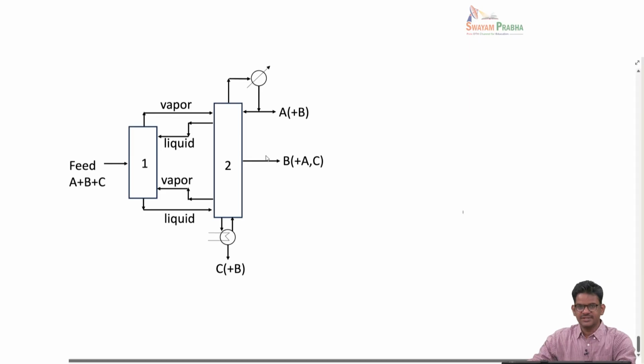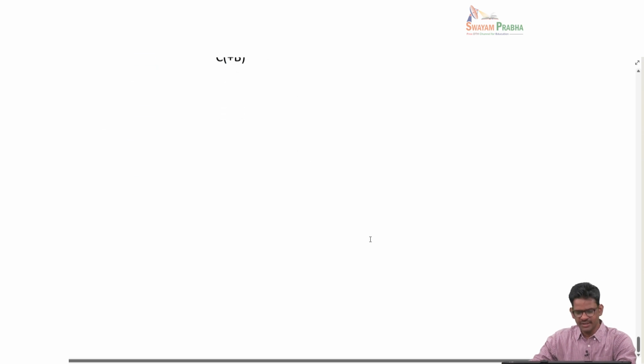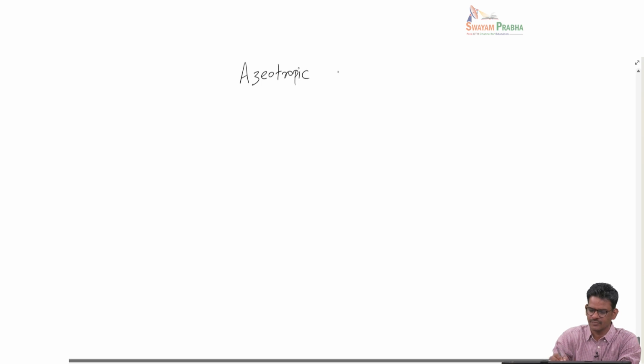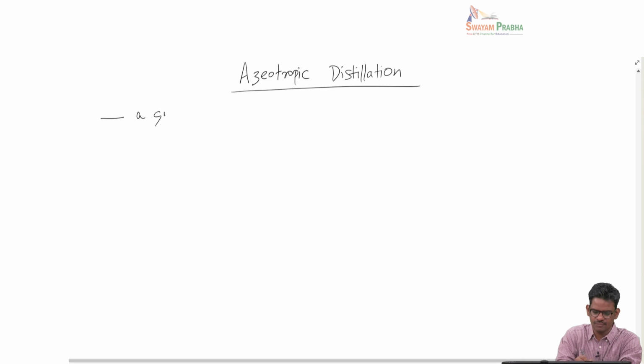So now we will slightly go to another topic, having understood that multi-component distillation is a complex operation. A related concept of distillation is what is called azeotropic distillation. So azeotropic distillation is actually a special case of multi-component distillation. It's a special case of multi-component distillation.